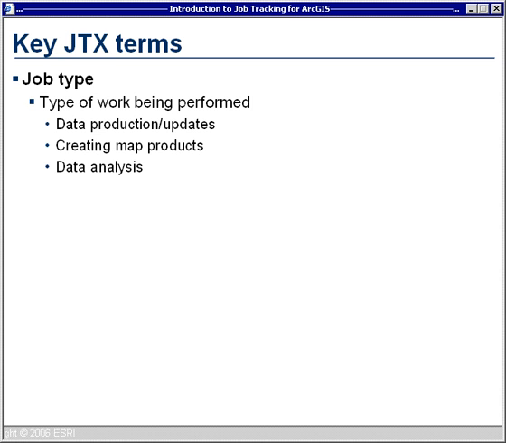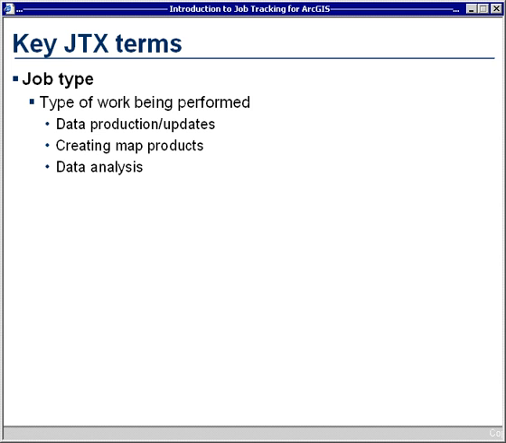Thus far, we've talked about what job tracking is, and I've introduced you to our featured product, Job Tracking for ArcGIS. Now let's define a few key JTX terms. First, job type. This is the type of work that is being performed. You can think of it as the projects or products your company or organization creates or manages.